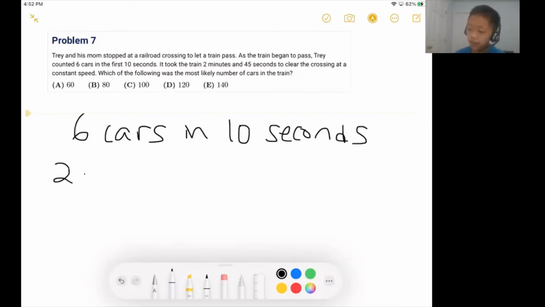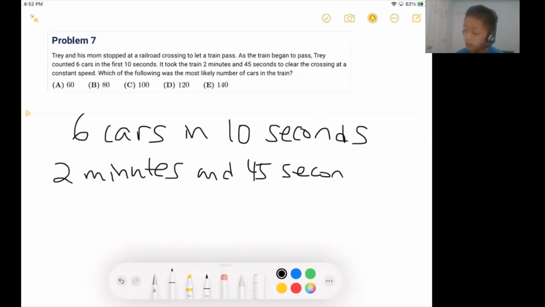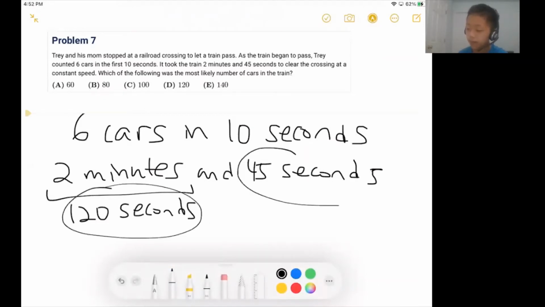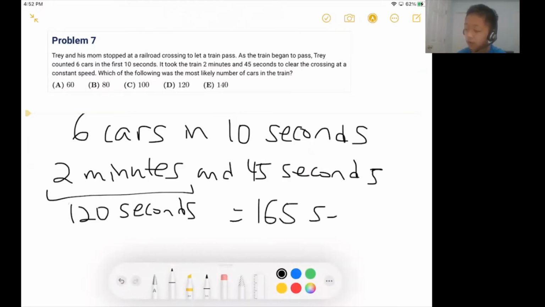So we're given 2 minutes and 45 seconds. Each minute is 60 seconds, right? So that means 2 minutes is going to be 120 seconds. If we have 120 seconds and 45 seconds, then that's going to give us 165 seconds in total. So I'm basically converting everything into seconds.